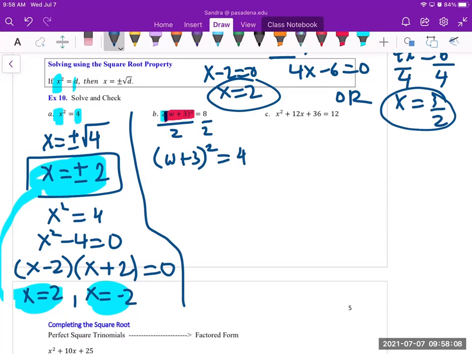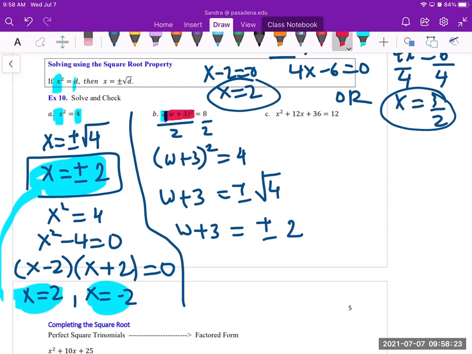So now one side squared is equal to 4. I'm going to take the square root. W plus 3 is equal to plus or minus the square root of 4, which is 2. Now I'm going to get rid of this 3 here. I'm going to subtract 3 from both sides. And so then I get w is equal to negative 3 plus or minus 2.